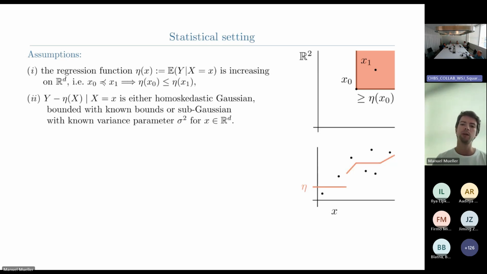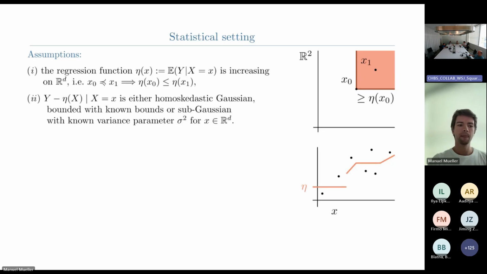So the responses need to be either homoscedastic Gaussian, bounded in some known range, or sub-Gaussian with known variance parameter sigma squared. And if you don't know what sub-Gaussian means, don't worry about it. Replace sub-Gaussian every time I say it with the word Gaussian in your head, and everything to follow will still make sense.